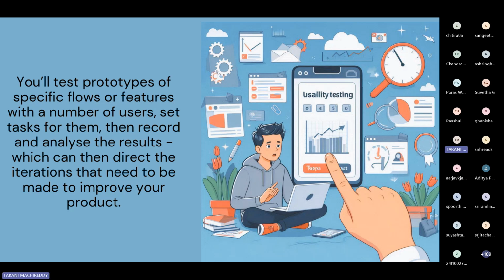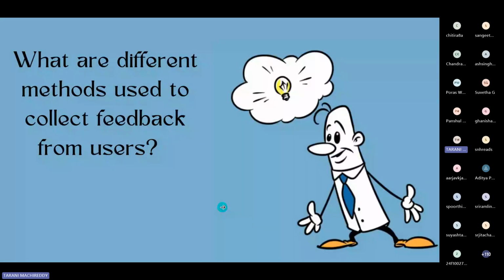And then we analyze results: we can review recordings, feedback and notes, and identify patterns, common issues, and insights from them. And then we report findings: summarize the key findings and provide actionable recommendations. And until now we discussed how we should collect from the users. So what are the different methods that are used to collect feedback from users?